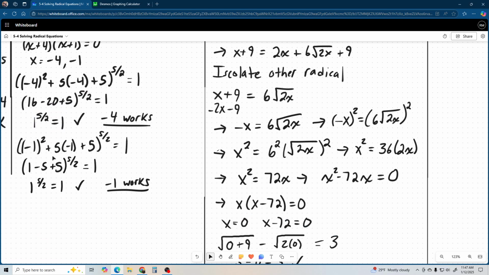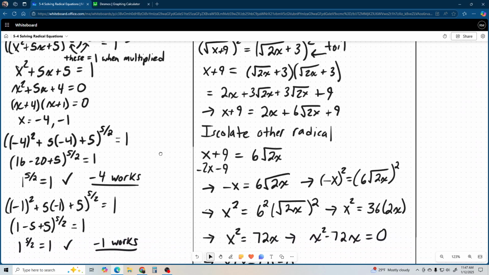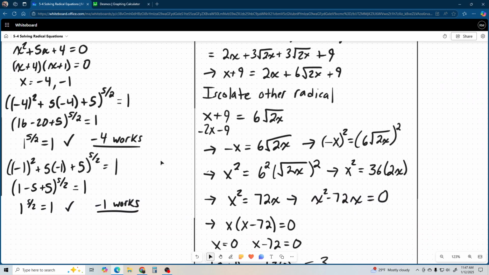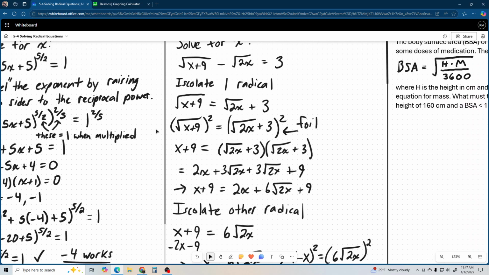And then if we do -1, you're going to get the same idea. You'll have 1 minus 5, 5 times -1 plus 5 equals 1. And so we get 1 to the 5 halves equals 1. So -1 also works. So in this case, we didn't actually create any extraneous solutions, but you still have to check, because sometimes this will happen and sometimes it won't. But if you don't check, you're going to get answers that don't make sense.